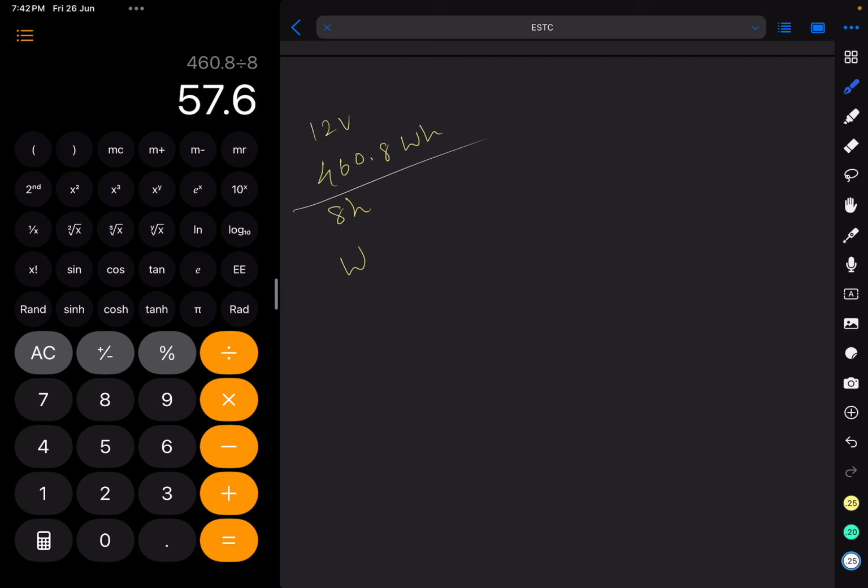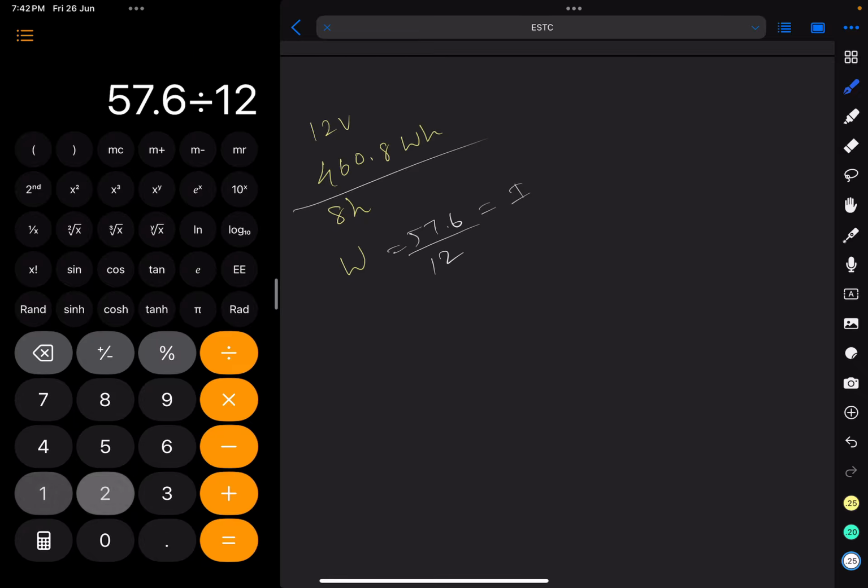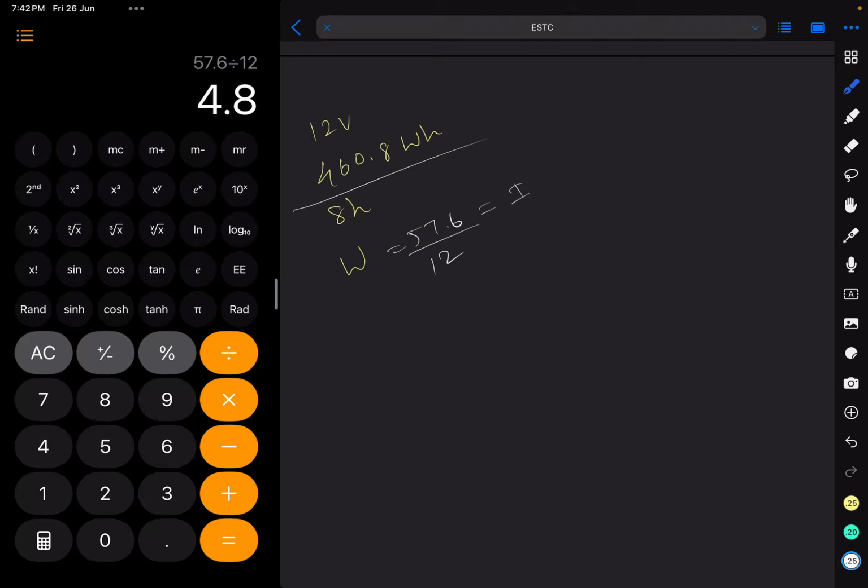Okay, then current. Okay, I equals P by V, divided by 12, 4.8. Okay, next.